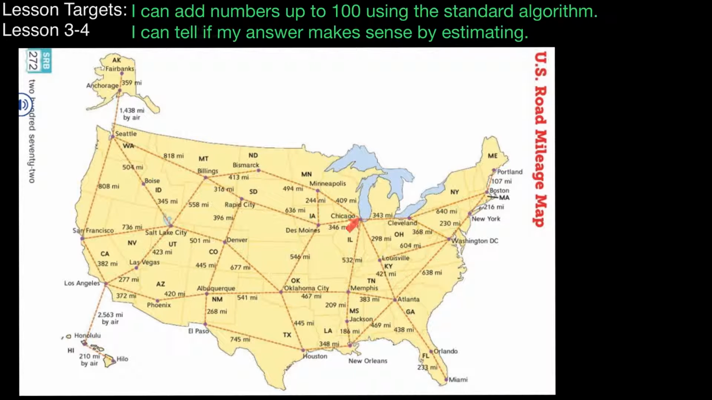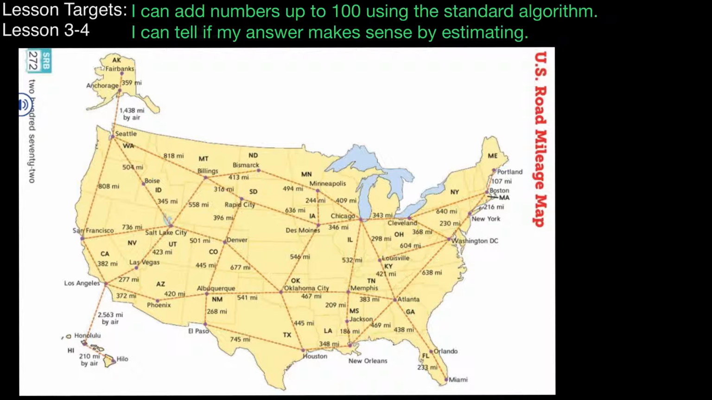So if we wanted to find out how many miles it was from Chicago to Louisville, Louisville's right here, we would look at Chicago. Then we'd look at Louisville, and the number that's written in between it on the line is the number of miles. So from Chicago to Louisville is 298 miles. Chicago to Cleveland, I went from this dot to this dot, and the number written in between is 343 miles. Okay? So that's how we're going to use this map to help us answer those problems.